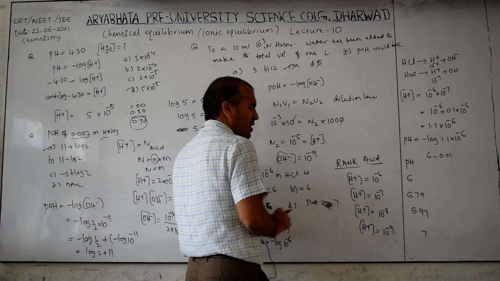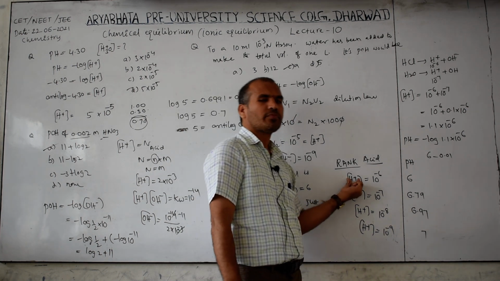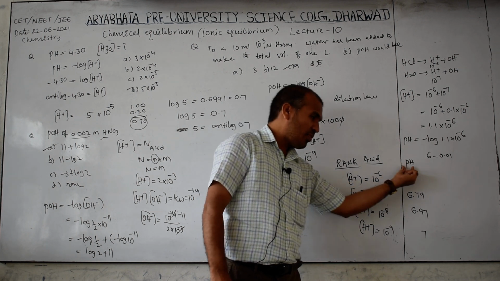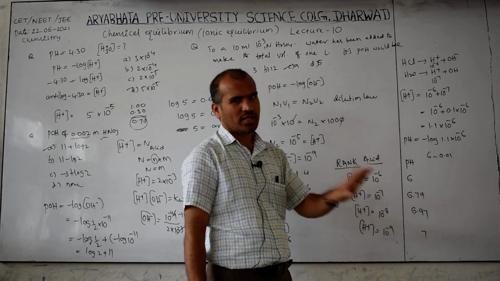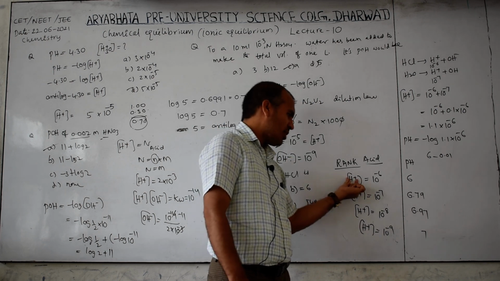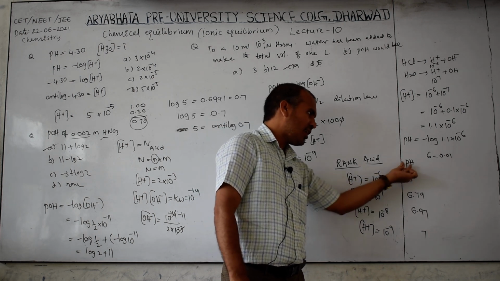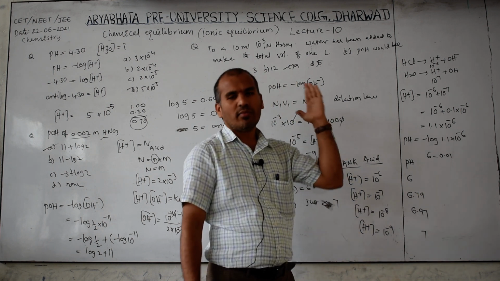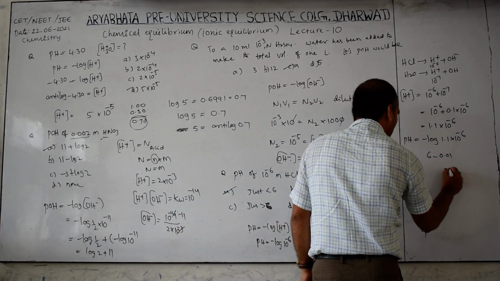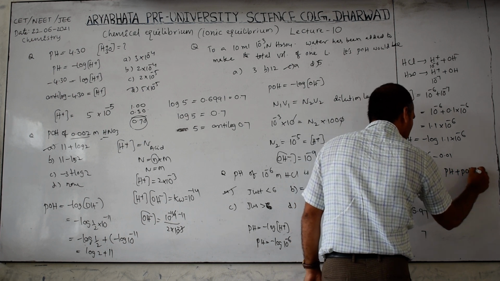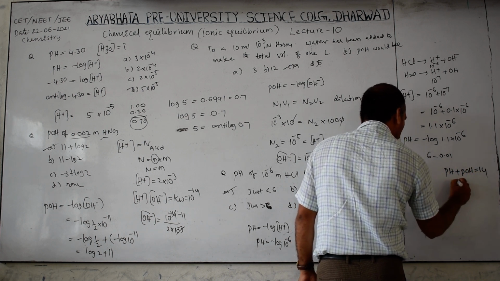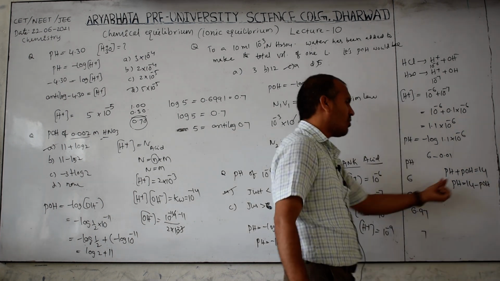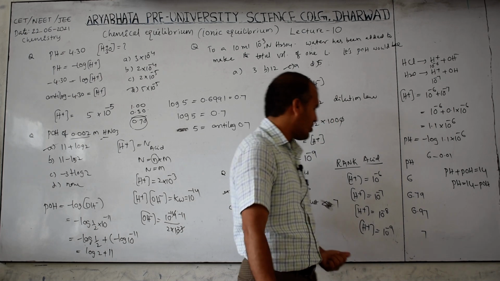If a base is there, at that time what is there? Here OH minus ion concentration, not pH, what will be there? pOH will be there. So carefully you have to think here. OH minus is equal to 10 power minus 6, then pOH is equal to 6. Then how to calculate pH? You know the formula, pH plus pOH is equal to 14, then pH is equal to 14 minus pOH. Then here 14 minus 6 is 8, like this you have to calculate.